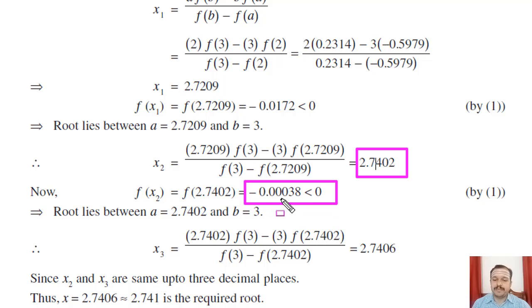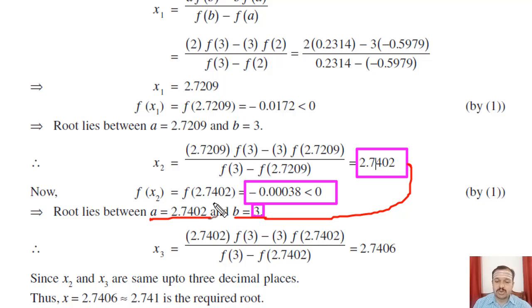So again, f of x2, that is f of 2.7402, is negative, whereas f of 3 was positive. We observed in the previous case that f of 3 was positive. Therefore, we can say that the root is in between this value and 3. F of this is negative, f of 3 is positive. Therefore, the root is in between 3 and 2.7402. Since this is the smaller value, take it as A, and 3 is the bigger value, take it as B.